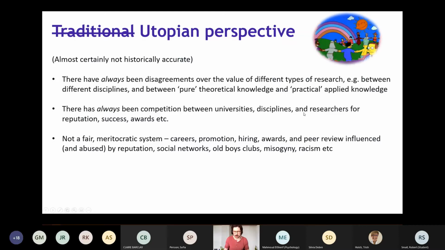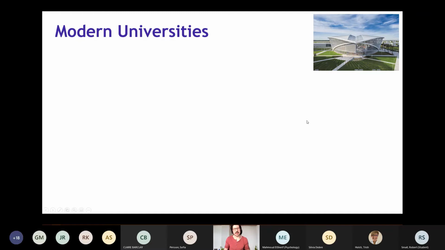Careers, promotion, hiring, awards, and peer review have all been influenced, and sometimes abused, by people's reputation and by their social networks, this concept of old boys clubs running departments, and of course misogyny and racism. So before we move on to discussing the capitalist university, it's important to say the alternative was not perfect either by any stretch of the imagination. But we can see differences between this traditional perspective and the way that modern universities are run, and in particular run research.